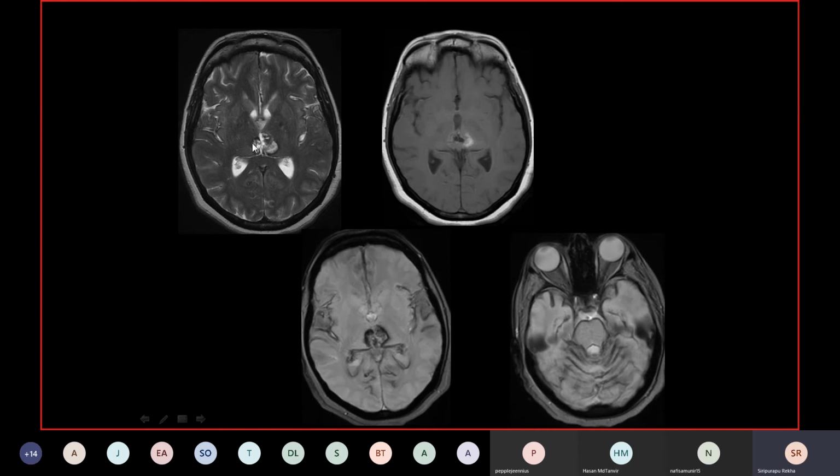And what they show is this popcorn type of lesion involving the thalami, which is high signal intensity internally on T1 and T2 and has this low rim. And this is a typical appearance for a cavernoma.